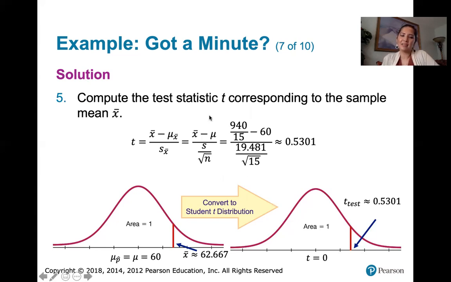Now, here I'm using the exact value for X bar, which is 940 over 15. Then I'm subtracting the assumed population mean. That's the value assumed in our null hypothesis, which is 60. And then I'm dividing by the sample standard deviation, which we calculated with Excel is about 19.481. And I divide by the square root of the sample size. If you do the arithmetic, it turns out that your test statistic T is 0.5301.